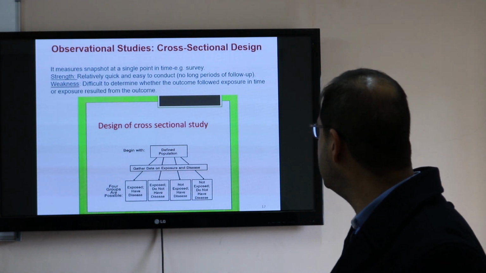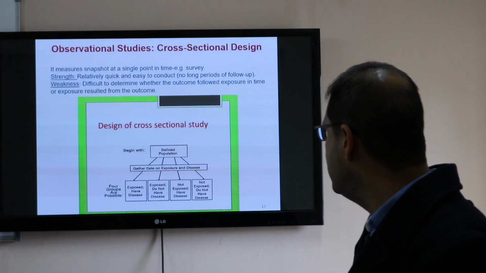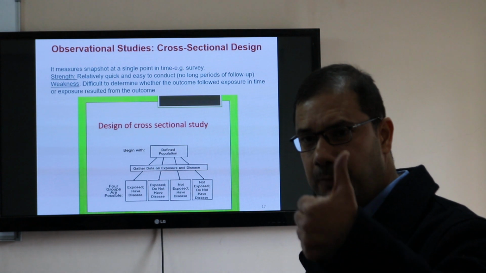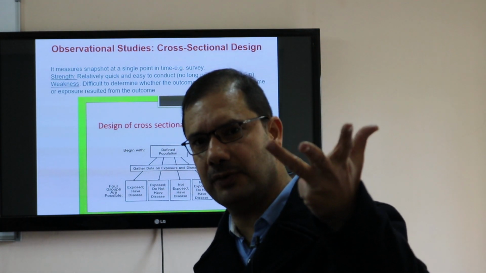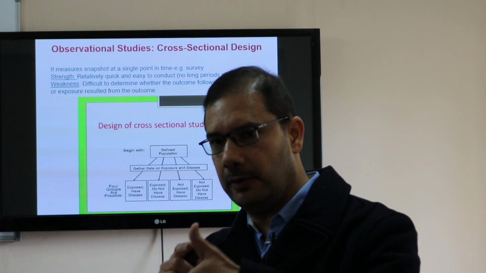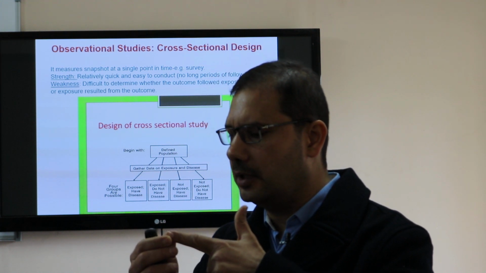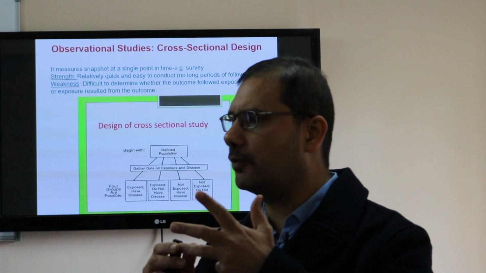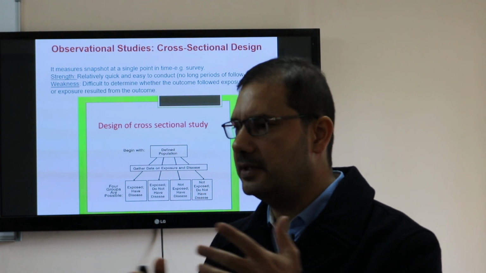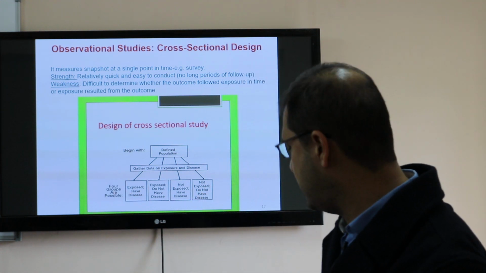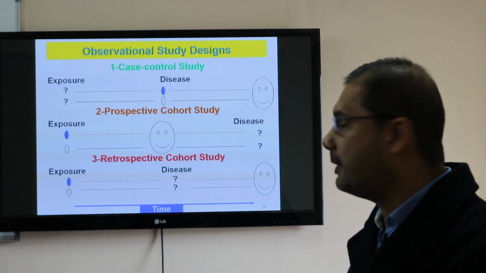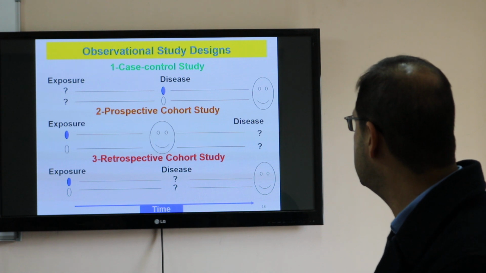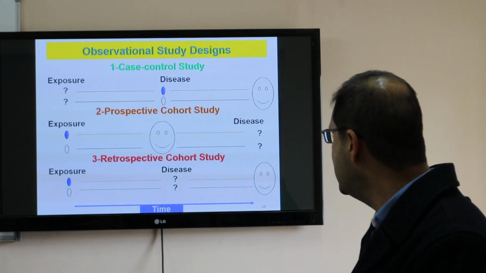In general, in an observational cross-sectional study, you can find exposed people, non-exposed people, people with the disease, and people without the disease. For example, smokers, non-smokers, people with lung cancer, people without lung cancer. This is the cross-sectional. You can find all those people. This is the simple way to remember the case control.